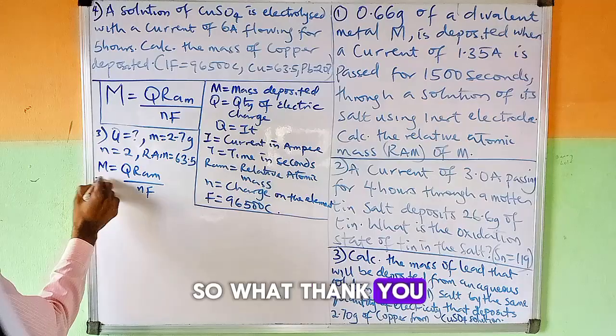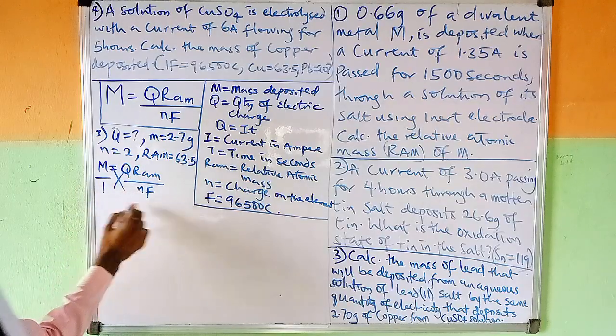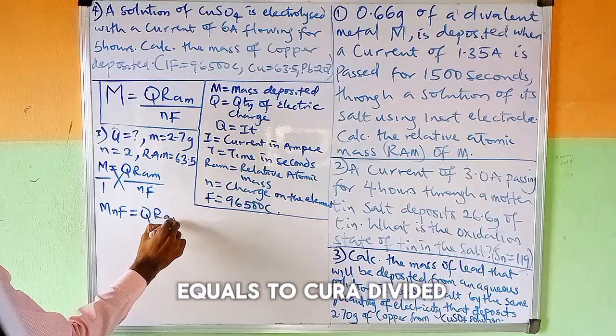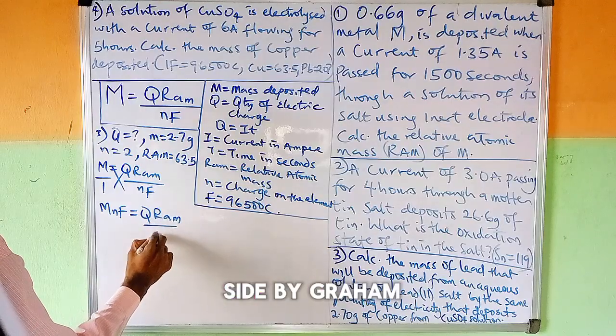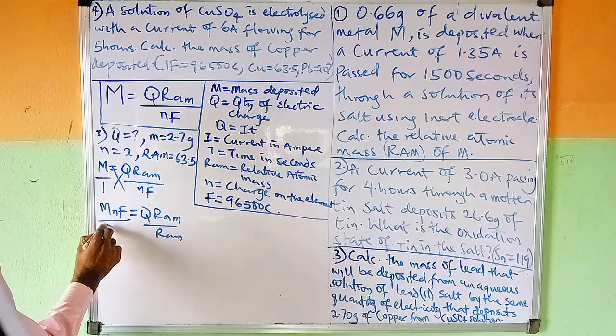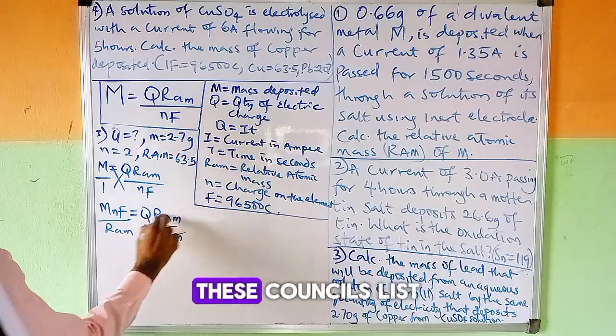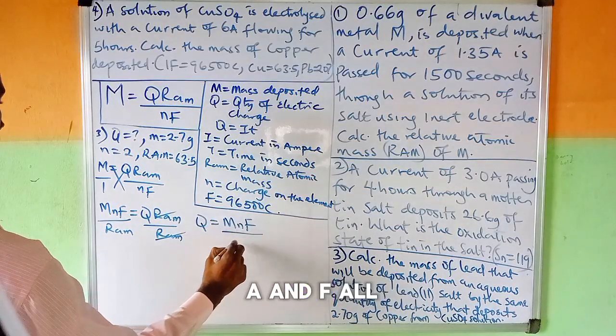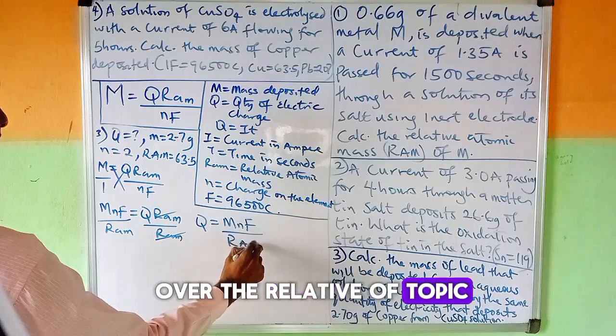So we want to find Q, so we make Q the subject of the formula. Cross multiply: M N F equals Q times RAM. Divide both sides by RAM. This cancels this, so your Q is M N F all over the relative atomic mass.